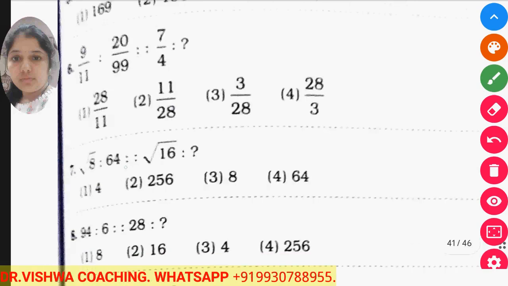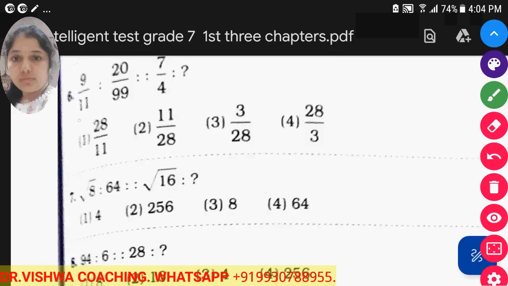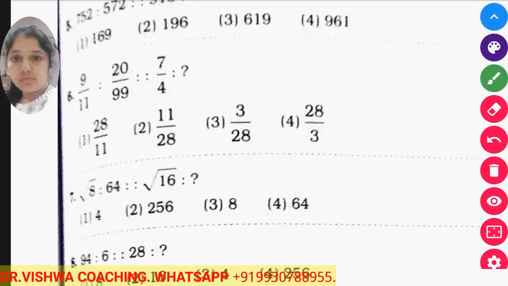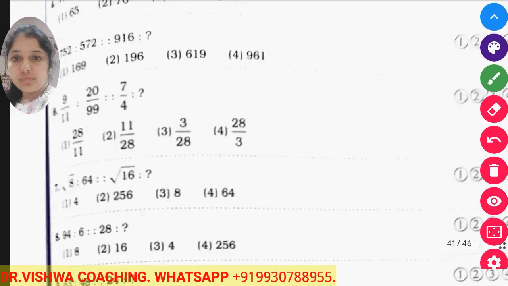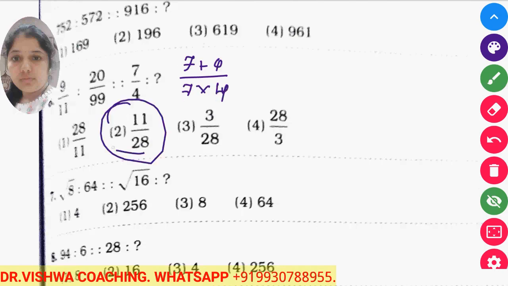Now in the sixth question, numbers are given in fractions, and if you look carefully, 11 plus 9 becomes 20, and 11 into 9 gives you 99. So once they add the numerator and denominator, and then they multiply the numerator and denominator. So the same thing you have to follow. 7 plus 4 and 7 multiplied by 4. So 11 upon 28 gives you the correct answer.